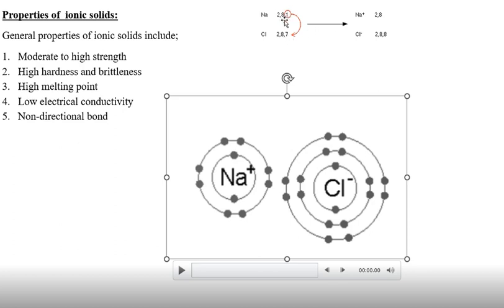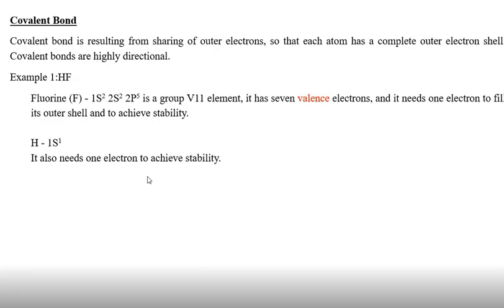So here this sodium's one electron goes to chlorine and becomes 2, 8, 8, right? That is the final form of chlorine, and it is Cl minus and the sodium plus. Then they have formed a bond. It is called ionic bond.